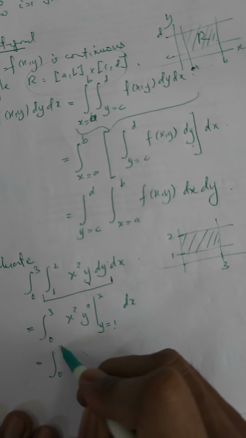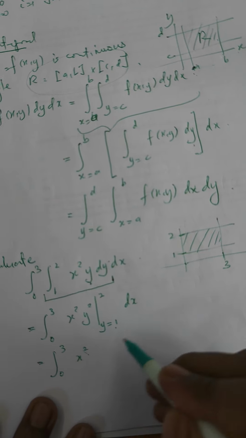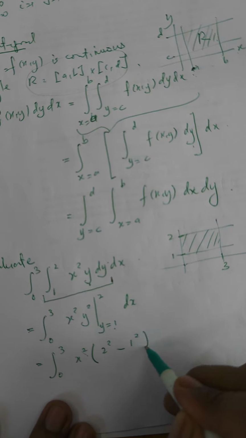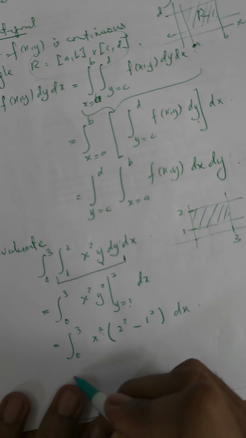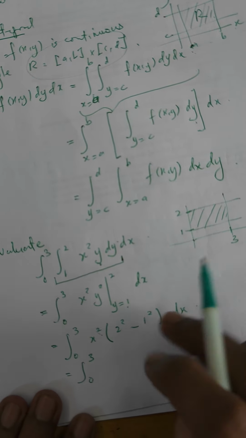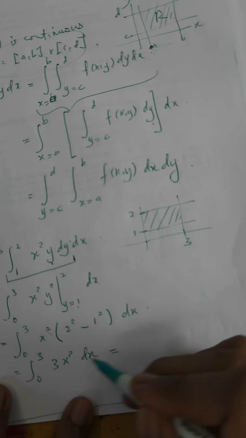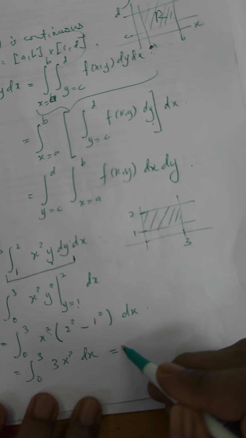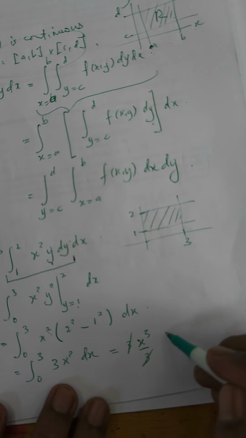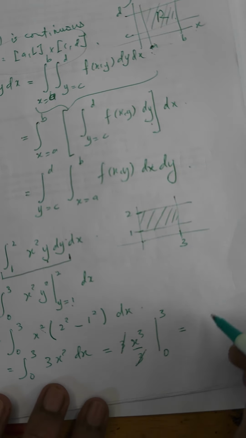So we have 0 to 3, this is for x. Now this is for y, with x fixed. So we have x squared times y, so we have 2 squared minus 1 squared dx. What we have here is 0 to 3, 4 minus 1 is 3, so we have 3x squared dx. If we integrate those, we have x cubed over 3. Those 3 cancel out, and x from 0 to 3 gives you 27.